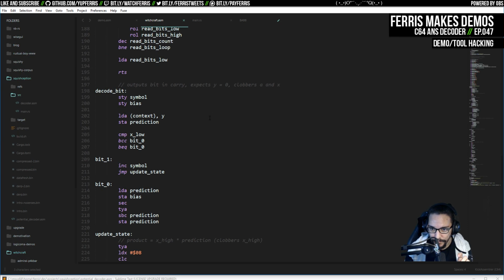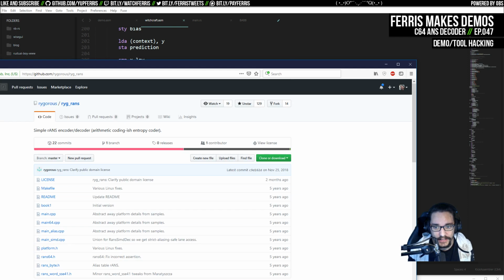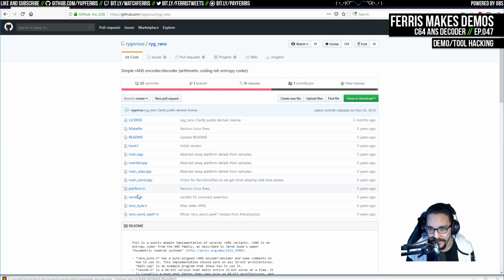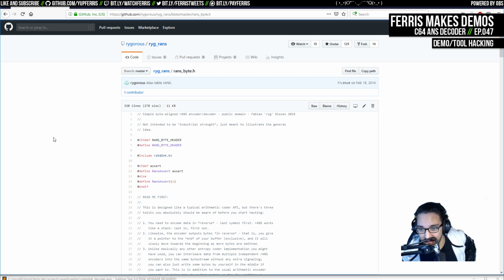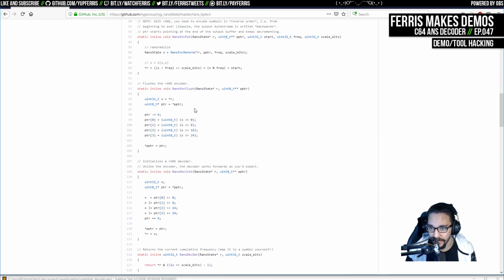So I use 8-bit probabilities and I use a 16-bit state. And if we look at RANS, RANS is the range coder variant of ANS. I want to pull this up here. I'm just pulling up RIG RANS because this is one of the simplest formulations of this in the wild. Let's see, RANS decoder.